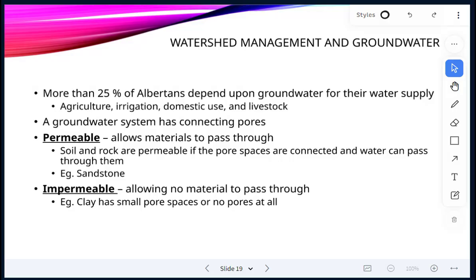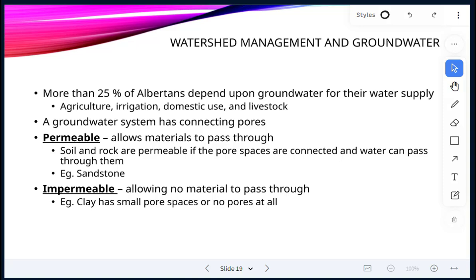So next topic is focusing on groundwater. We'll talk about watershed management and groundwater. More than 25% of Albertans depend upon groundwater for their water supply, things like wells and so on. Agriculture, irrigation, domestic use, and livestock all depend on groundwater for their water supply.